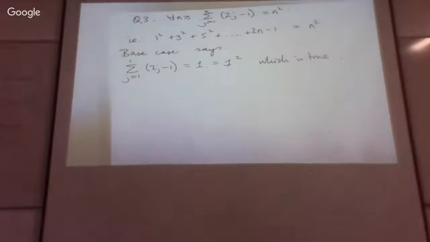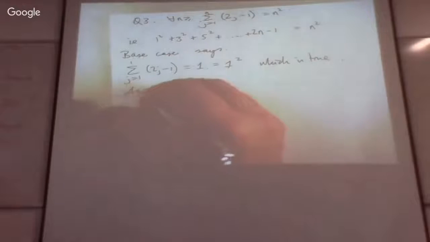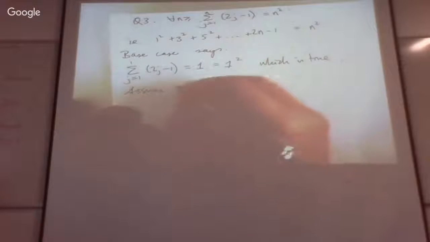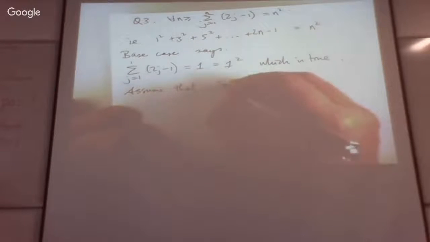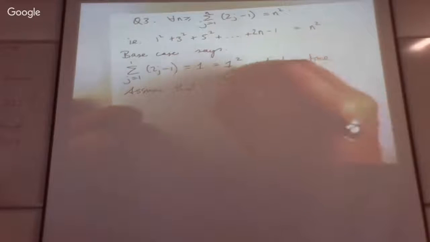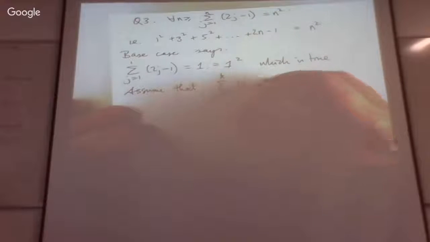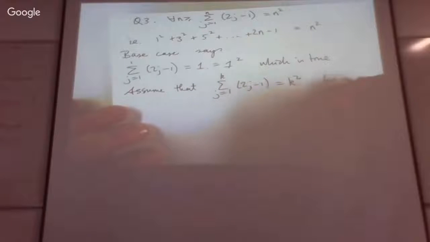So now we've done the base case. Base case is true. Now we want to prove the implication. In order to do that, we assume the left-hand side, we'll work on it, and we'll try and reach the right-hand side. So assuming the left-hand side means we assume that this is true for some k greater than or equal to 1.